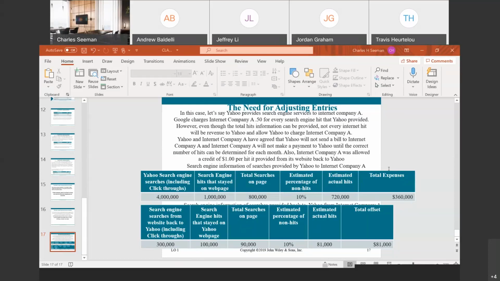Now, if you're an accounting major, you're going to get deeper into this in Intermediate Accounting 1. But this is all I really need you to understand if you're a business major. The very basics.